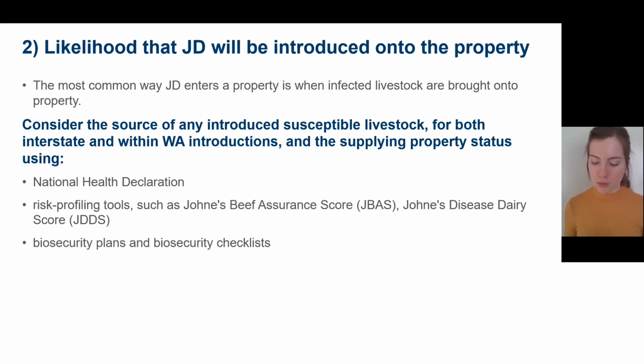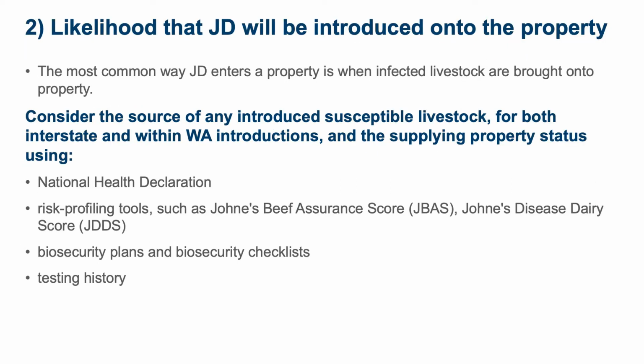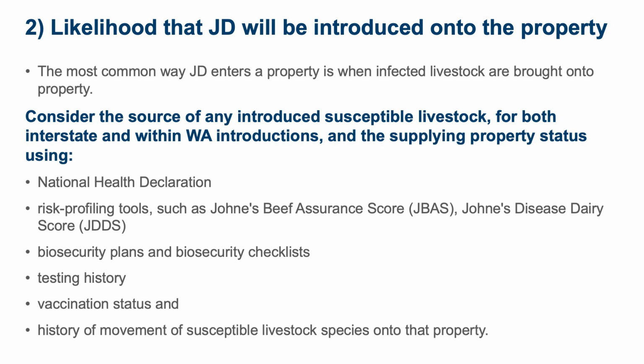Ask about the property's biosecurity plans and use biosecurity checklists, such as the one developed by Animal Health Australia and linked on our website. Find out what testing history the property has and decide if it's sufficient to provide the level of confidence that you require. Remember that repeated herd level fecal testing of large numbers of cattle 4 years of age and older gives you the greatest confidence. Also ask about vaccination status and the history of movement of susceptible livestock species on that property, remembering that JD can be transmitted between different susceptible species.